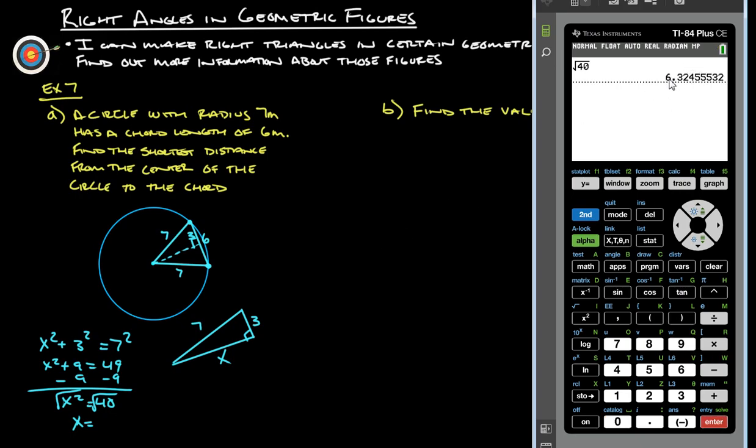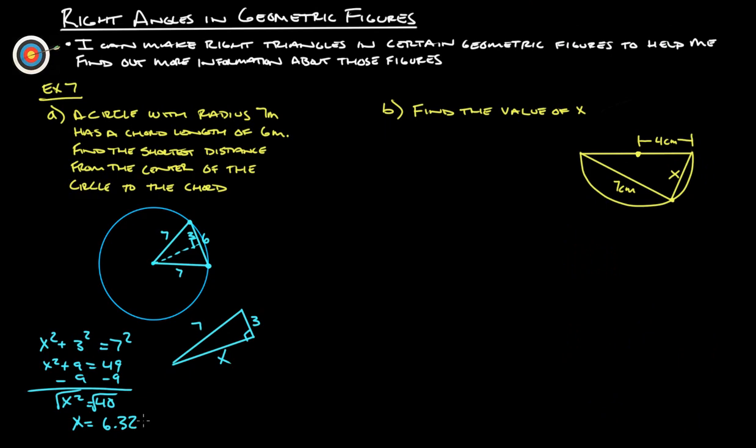Third significant figure, 1, 2, 3 is 2. 4 tells the 2 to stay the same, 6.32. And that is meters. And that's just a distance, so 6.32 meters. Okay. Last one, find the value of x.